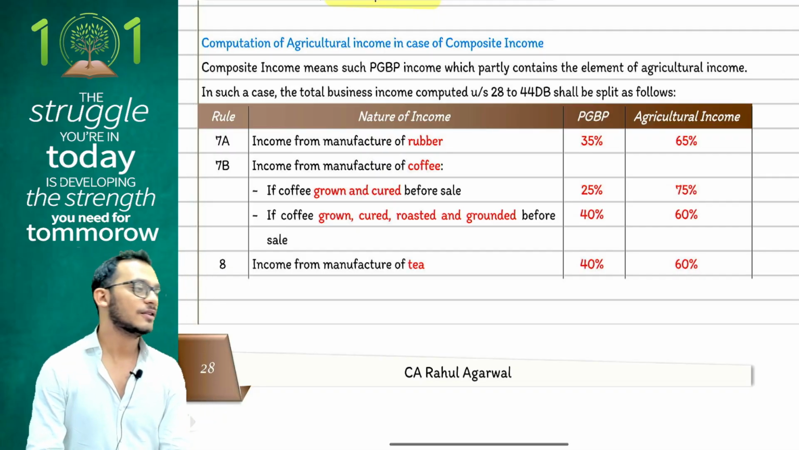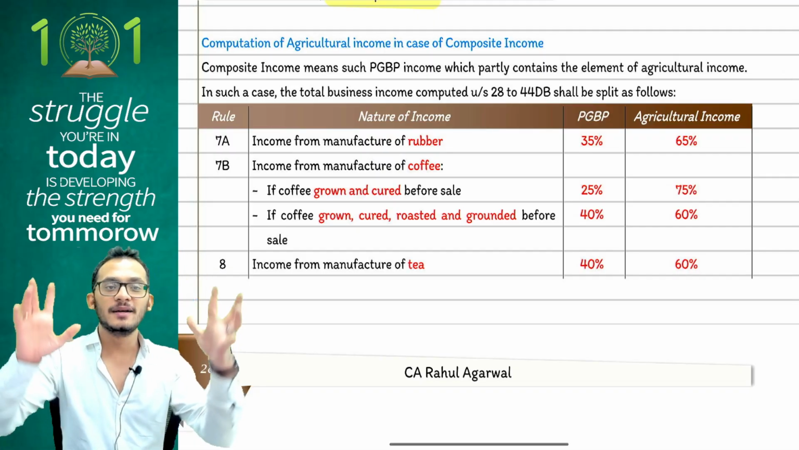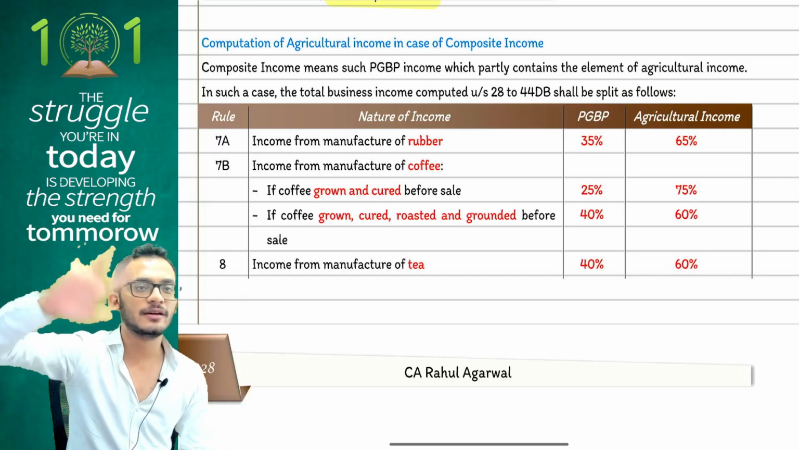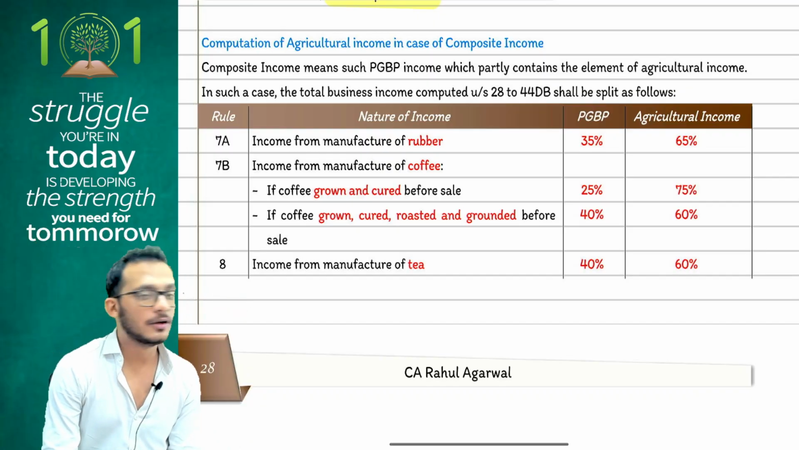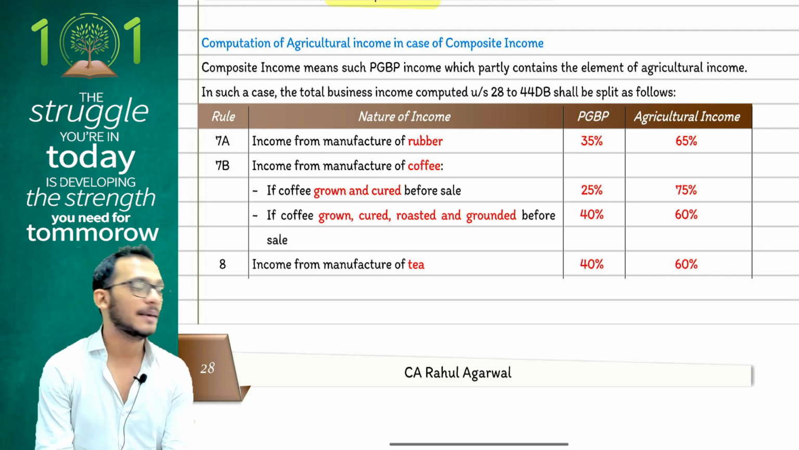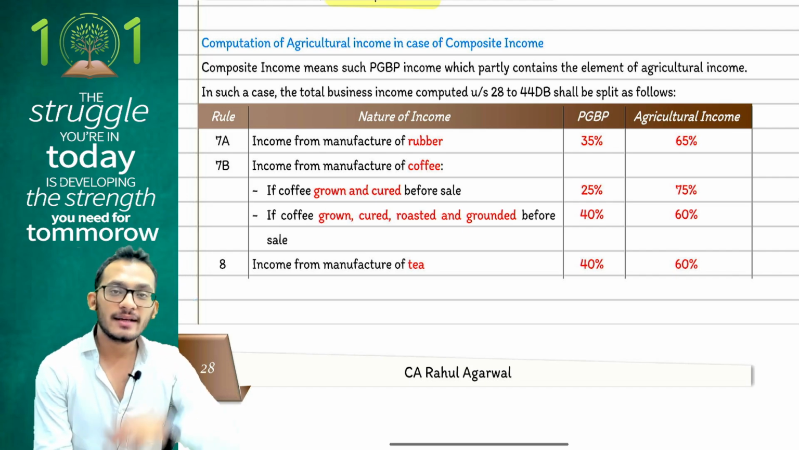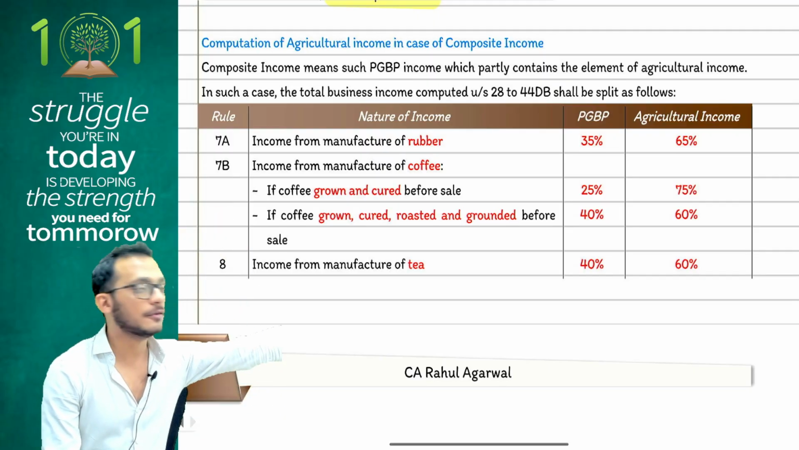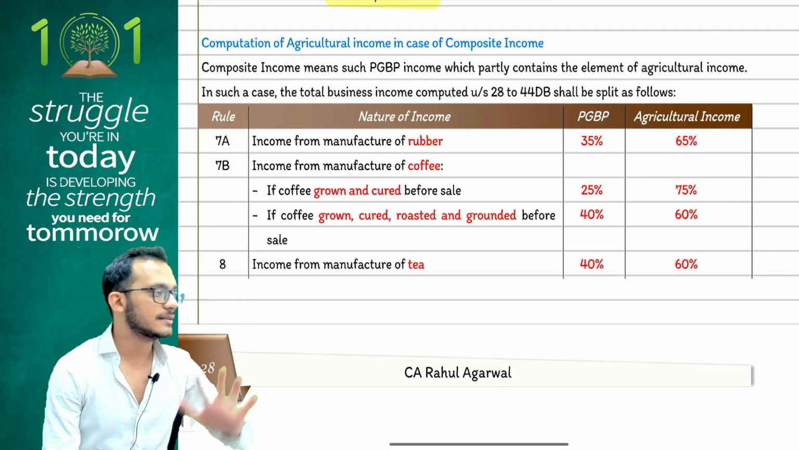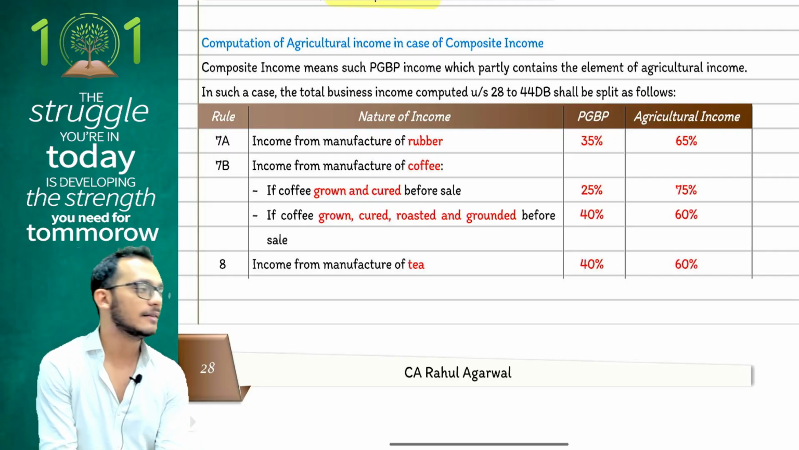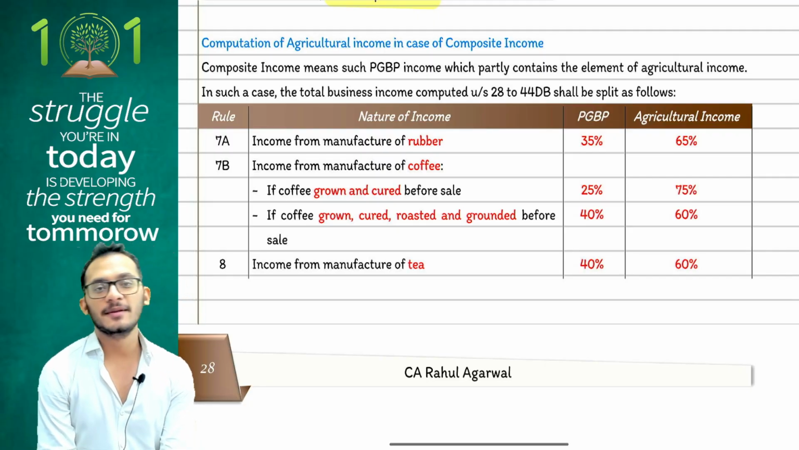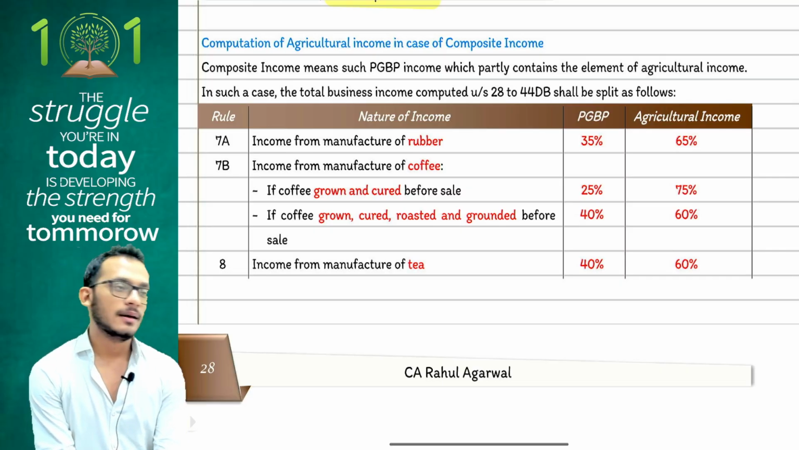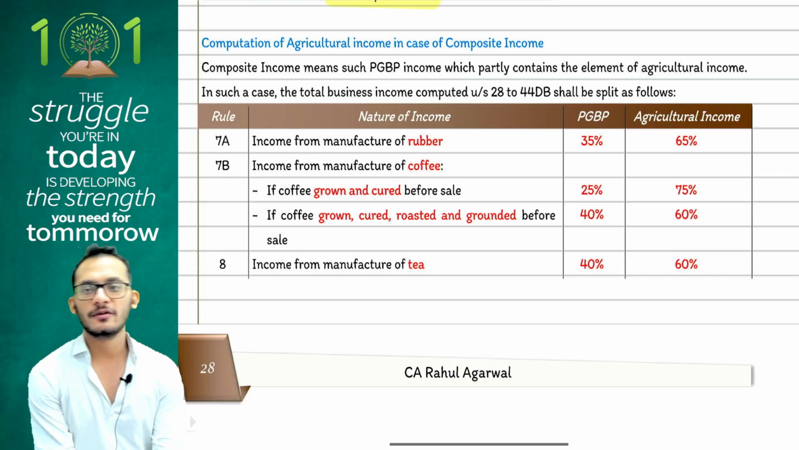Income tax said, boss, you're not able to split, so there is no point of splitting your P&L. You take the full net profit, which in my case was 310. You take the full 310 and you split in the ratio of 35-65. 35 goes for PGBP. 65 goes for agricultural income.